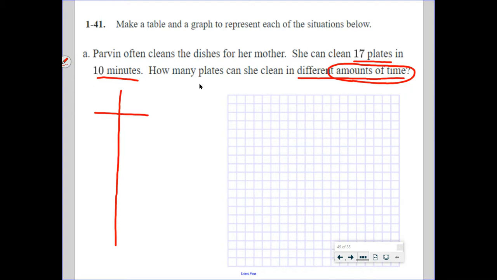So first we want to discuss what is the independent variable. Which one of these two is kind of the basic that is going on regardless? Does the amount of dishes depend on the minutes, or does the minutes depend on the dishes? The truth is that the number of plates she washes depends on the number of minutes. So my input, or my x value, is going to be time or minutes. And then my output, or my y value, is going to be dishes washed.